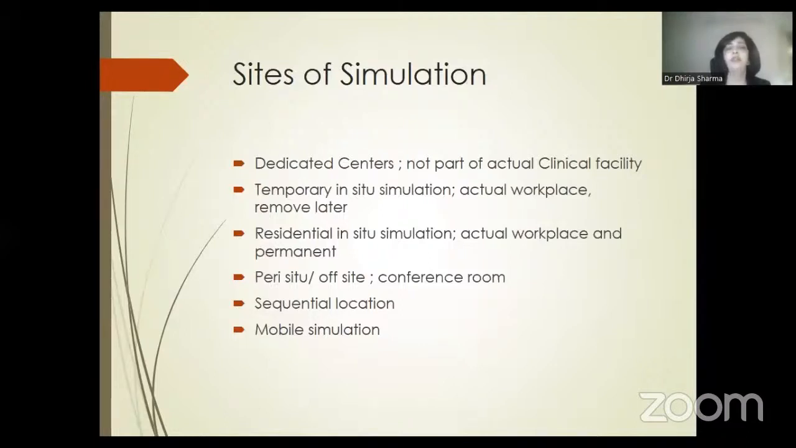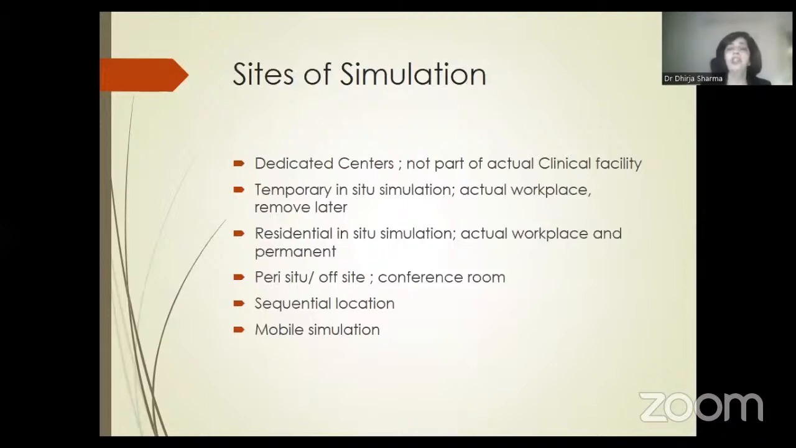Fourth type is peri-situ or off-site simulation. In this, the simulation is done, say, in a conference room. The advantage is that this is an easily accessible facility in most places. It is cheaper. And the disadvantage, of course, is as in case of dedicated center, it is away from the clinical facility and a lot of the session needs to be imagined by the trainers and trainee.